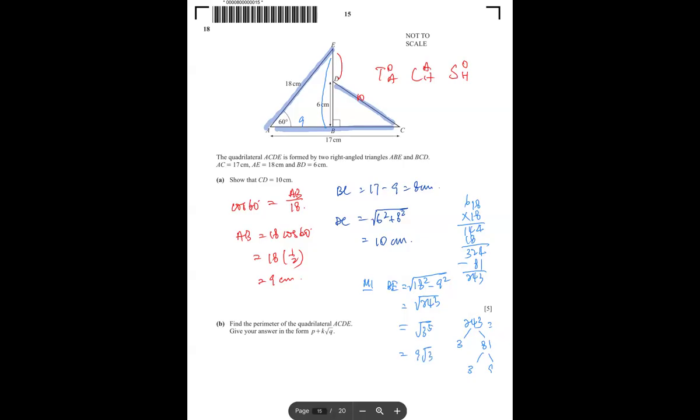Okay, so if you choose Pythagoras, your number sense needs to be really, really strong to simplify your surds. Okay, so is there a faster method? Yes, we use trigo. But if you want to use trigo, you need to memorize your special angles.